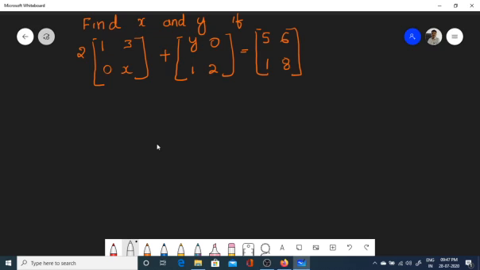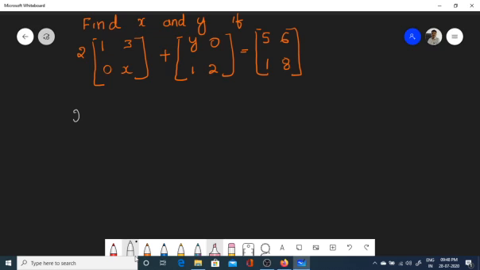ಈಗ ಇನ್ನೊಂದು ಉದಾಹರಣೆ ತೆಗೆದುಕೊಳ್ಳೋಣ. Find X and Y if twice of the matrix 1 3 0 X plus Y 0 1 2 is equal to matrix 5 6 1 8. ಇಲ್ಲಿ first matrix is multiplied by 2, because this is twice of 1 3 0 X, and we need to add the two matrices, and we need to take the concept of equality of two matrices. ಇಲ್ಲಿ ಈಗ ನಾವು ಈ ಮ್ಯಾಟ್ರಿಕ್ಸ್ ಅನ್ನ, ಫಸ್ಟ್ ಮ್ಯಾಟ್ರಿಕ್ಸ್ ಅನ್ನ 2 ಇಂದ ಮಲ್ಟಿಪ್ಲೈ ಮಾಡೋಣ.